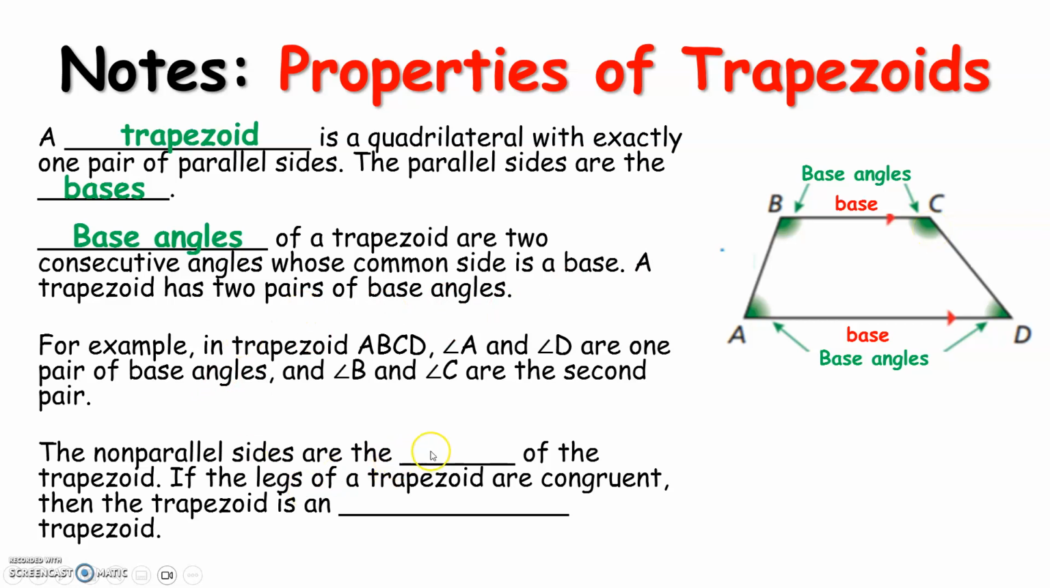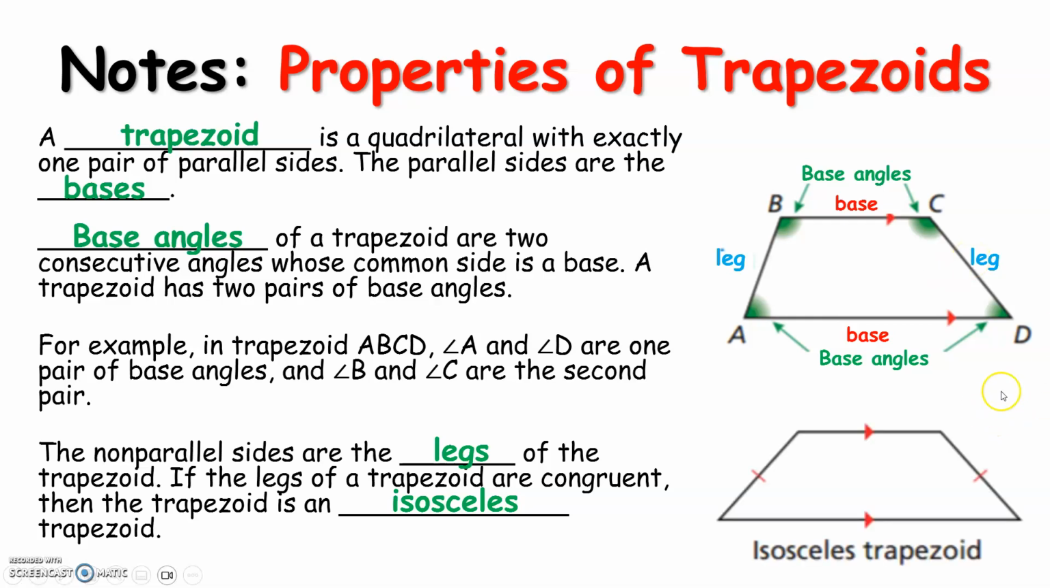Now, the non-parallel sides are called the legs. So in this case, AB and CD are the legs of the trapezoid. Now, if the legs of a trapezoid are congruent, then the trapezoid is said to be an isosceles trapezoid. So if this length here and this were the same, we would call this isosceles. And it would look something like this.